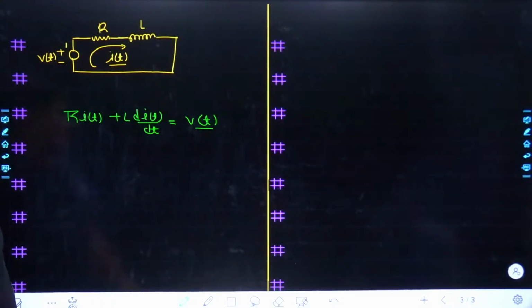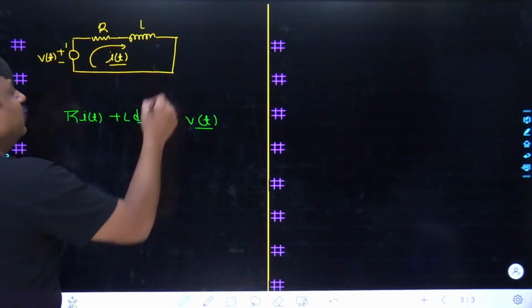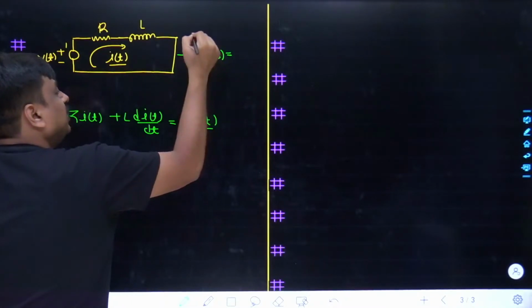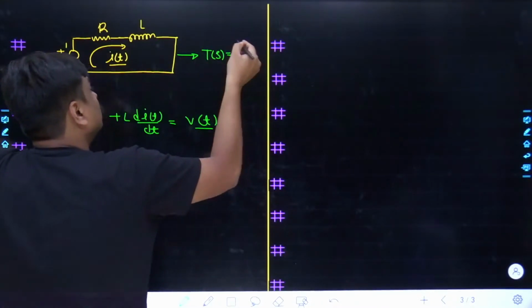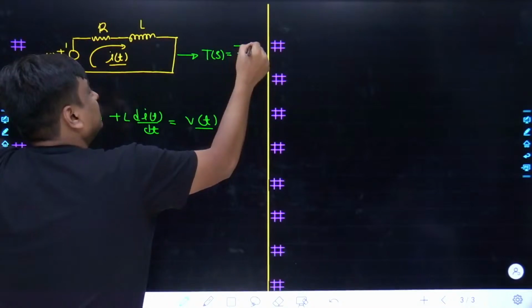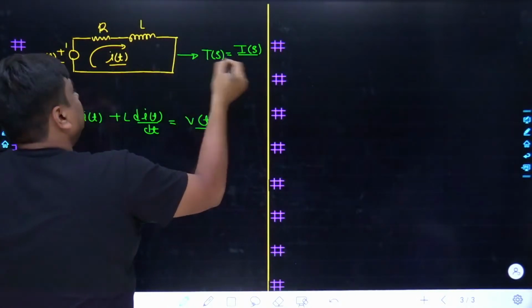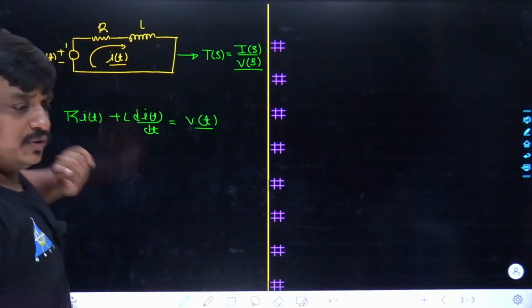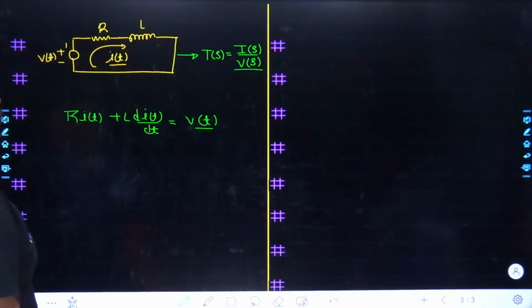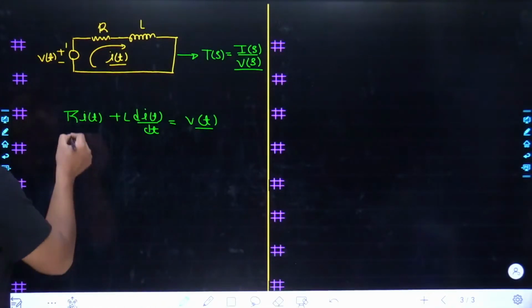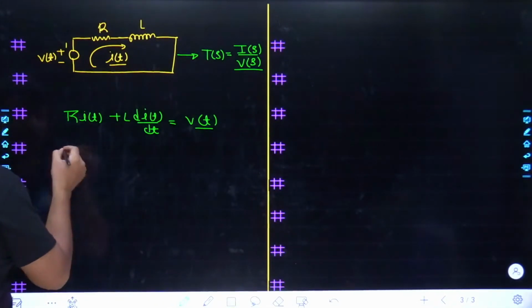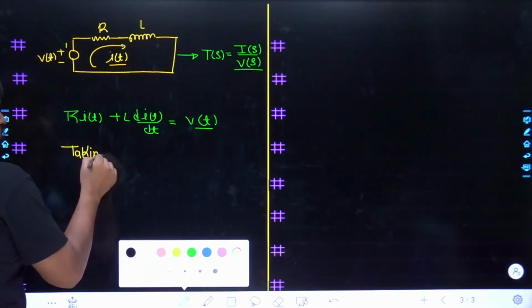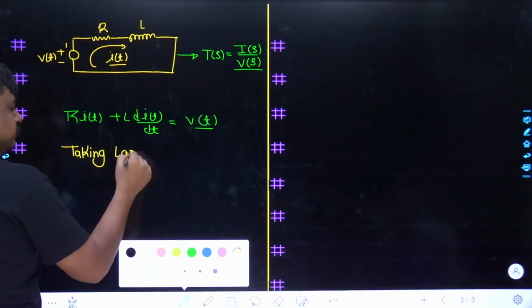And as in this particular problem, we are looking for the transfer function, may I know how the transfer function would be? The transfer function would be the ratio of the output in the Laplace domain, that is I of s, divided by the input in the Laplace domain, that is V of s. That's well and good, sir. So what we are going to do over here is take the Laplace on both sides. What we are going to do in the next step: taking Laplace on both sides.